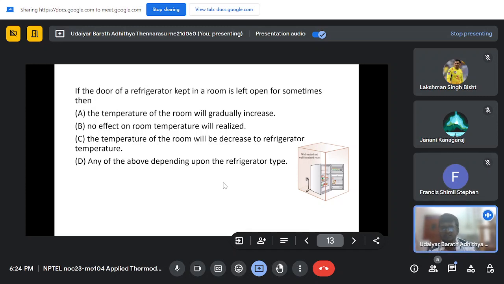So if you see, in this case, the temperature of the room will gradually increase. Why does it happen? Assuming this whole room is a black box, you are supplying work or energy in the form of electricity. That is equivalent to work. So you are supplying energy, but that energy is not coming out. What this will do is increase the system's temperature.